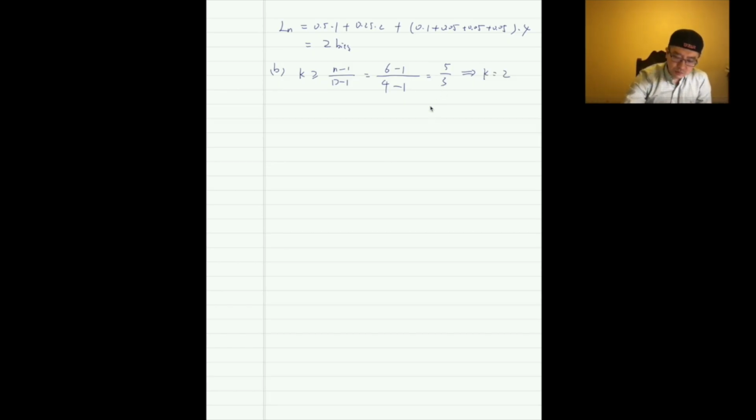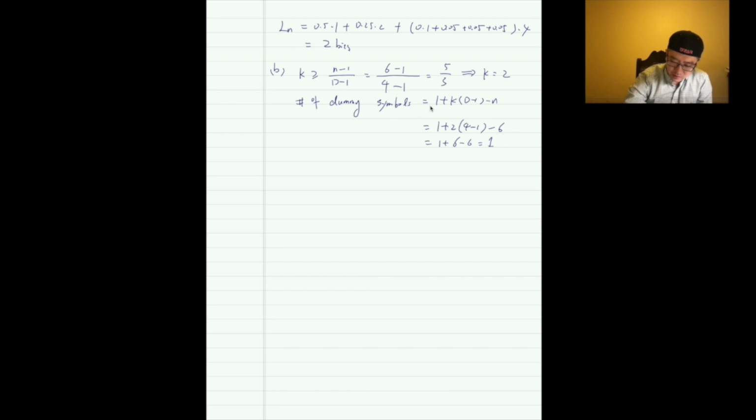Okay, next we need to compute the number of dummy symbols. That equals 1 plus k times (d minus 1) minus n, right? If you don't recall this, just look at your lecture notes. Okay, and then we plug all the numbers in. 1 plus 2 times (4 minus 1) minus 6, that is 1 plus 6 minus 6 equals 1, right? This means that we need to add 1 dummy symbol.